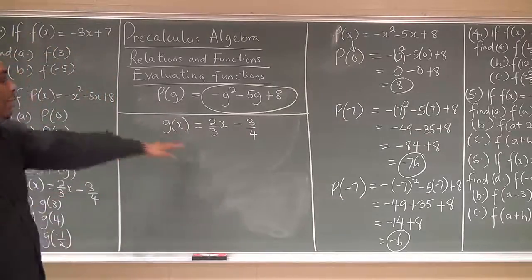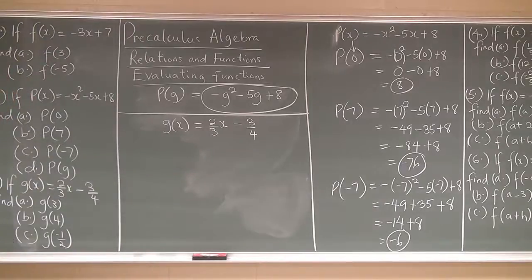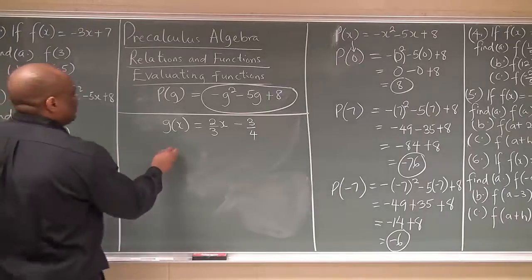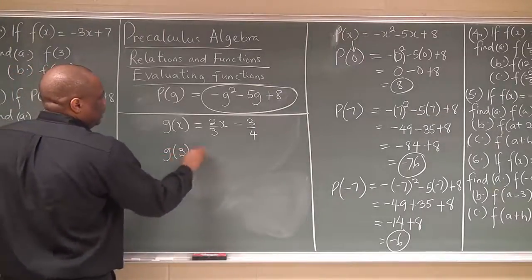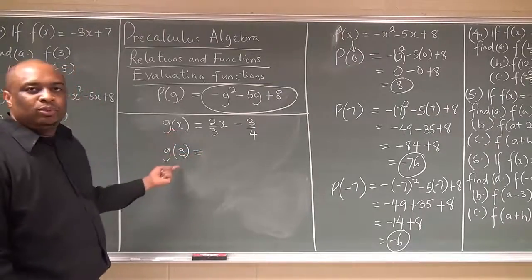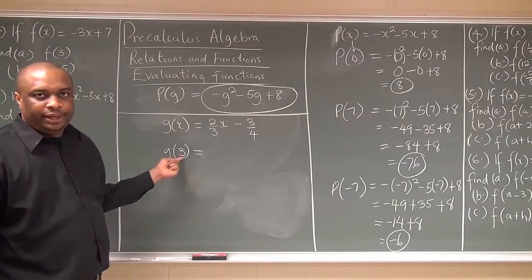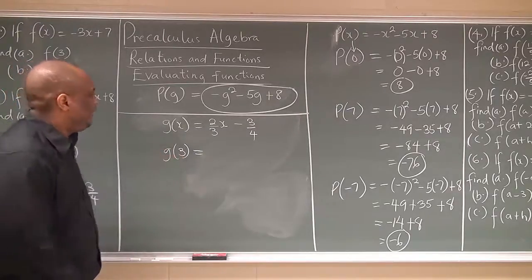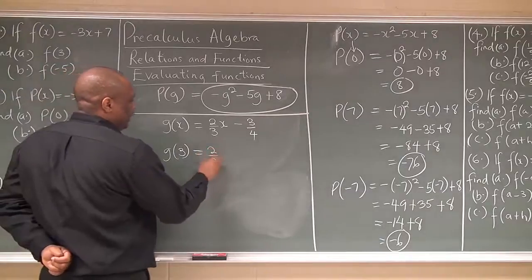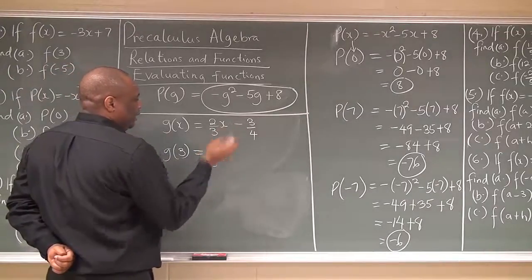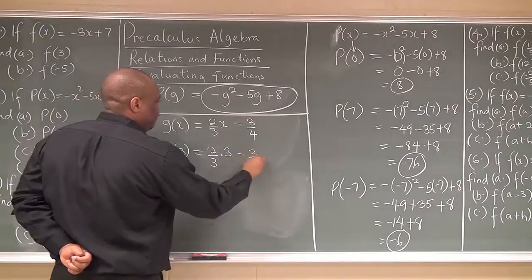Okay, so this is the rule of the function, right? Or the equation. And you're asked to find g of 3. What is g of 3? This means wherever we see x, we replace with 3. Okay, we replace with 3. So this means 2 over 3 times 3 minus 3 over 4.